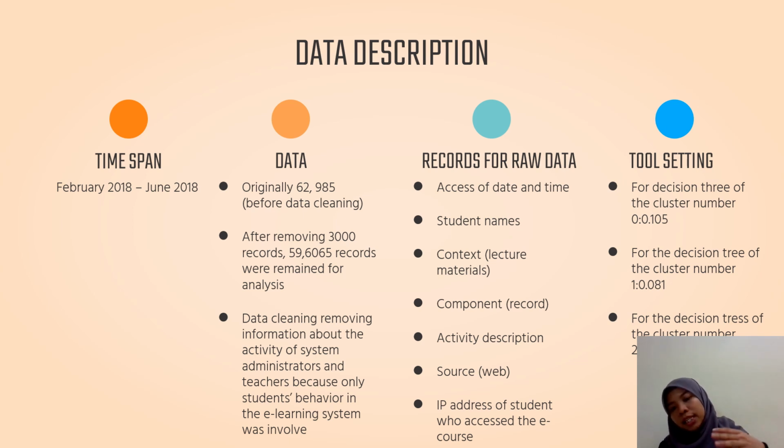The difference was in the size of the minimal gain, and it was as follows. As you can see on the slide, for the decision tree of cluster number 0 it is 0.105. For the decision tree of cluster number 1 it is 0.081, sorry. And the third one, for the decision tree of cluster number 2, is 0.08. These values were chosen considering the best resulted branching of the trees and the acceptability of the result for interpreting according to the previously obtained clustering model.